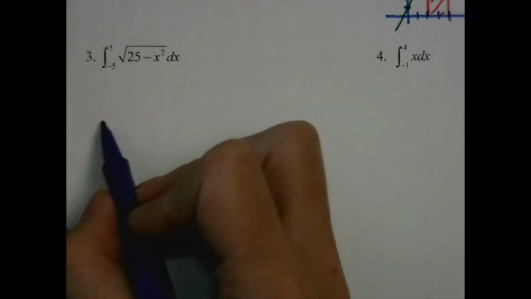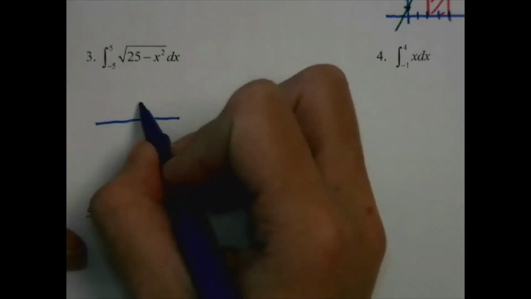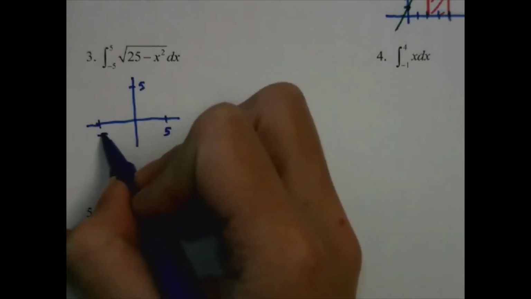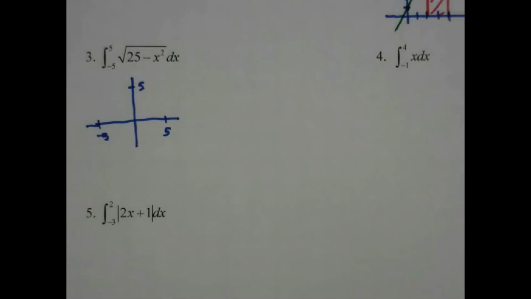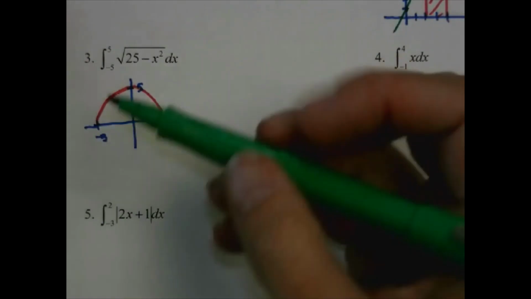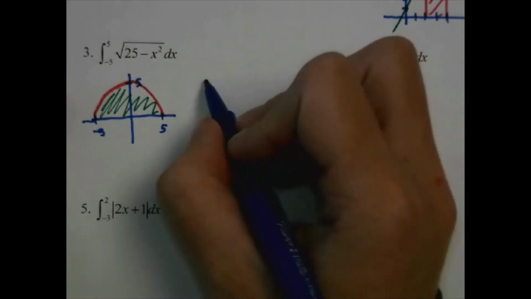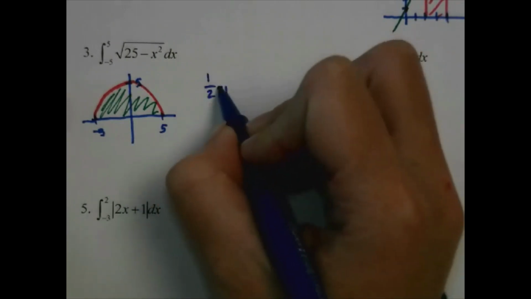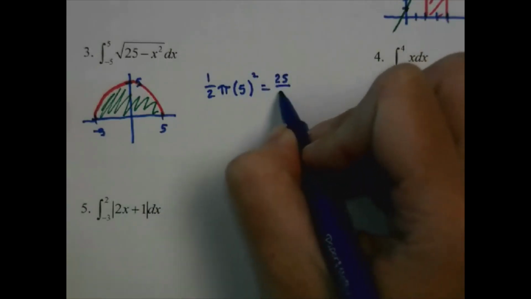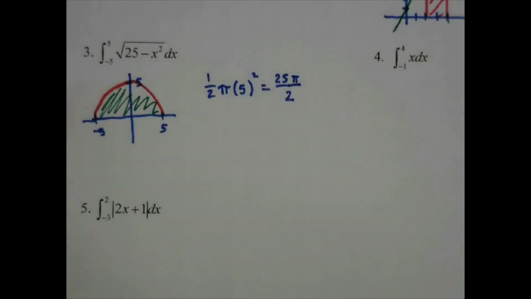Okay, this one is the area formula for a semicircle with a radius of 5. I'm going to go 5, 5, -5. So my function is just a semicircle, and we want the area from -5 to 5. So this one's area is 1/2 pi r squared. So this is going to be 25 pi over 2.